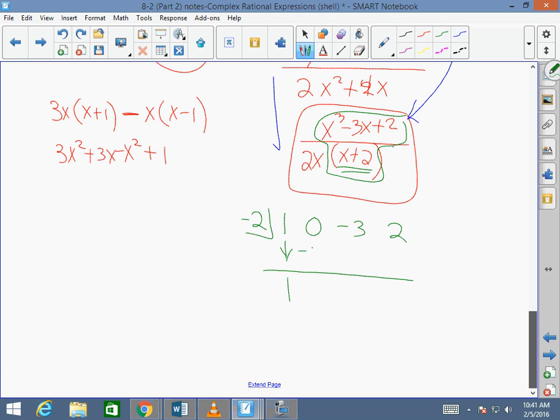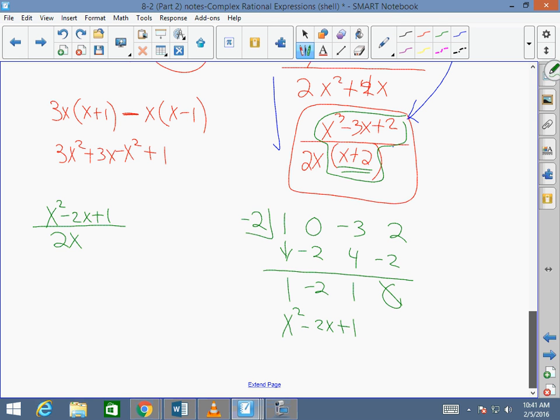Negative 2 times 1 is negative 2. That's 0 minus 2 is negative 2. Negative 2 times negative 2 is 4. That's 1. Negative 2 times 1 is negative 2. It goes in perfectly. So what am I left with? I'm left with x squared minus 2x plus 1. So what did I just do there? I'm left with an x squared minus 2x plus 1 in the numerator over a 2x.